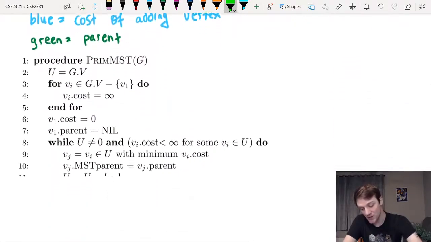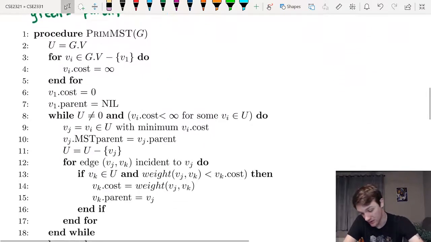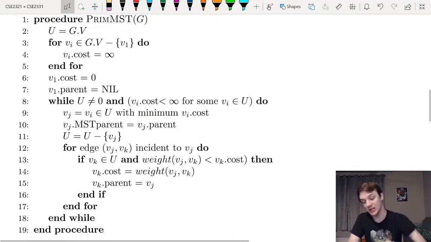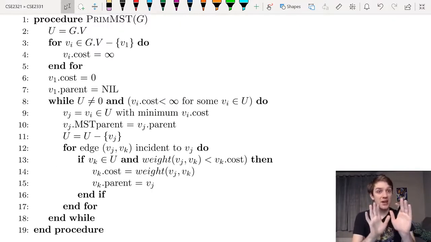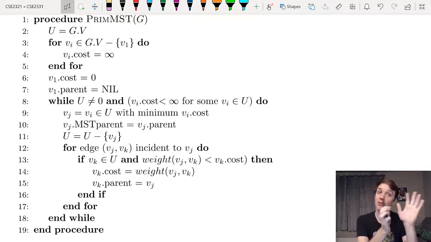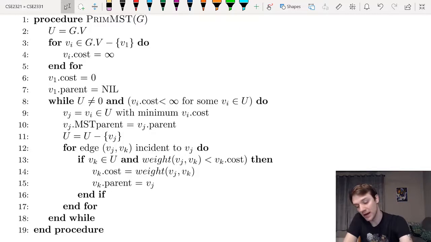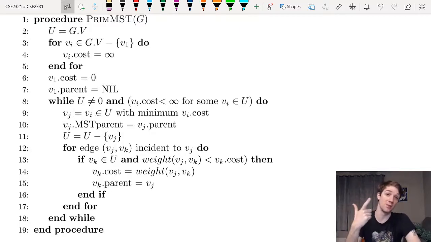It's going to look much messier, we'll see here. So it takes almost the entire screen. Let's process what this code does. U, as before, represents the white vertices, the ones we have not added to the tree. We're going to start by initializing the problem. Every single vertex gets a cost of infinity. So we start by initializing by setting everything to be infinity. And then that first node gets a cost of 0 and has no parent because it's going to be the root of our tree.